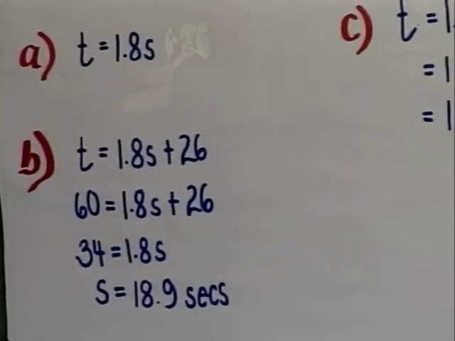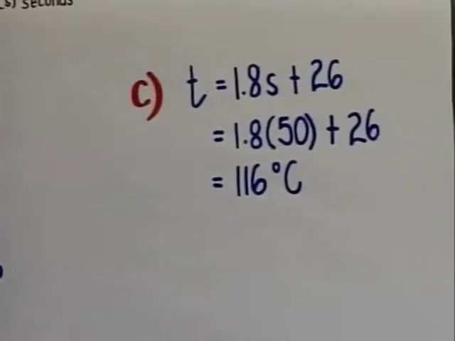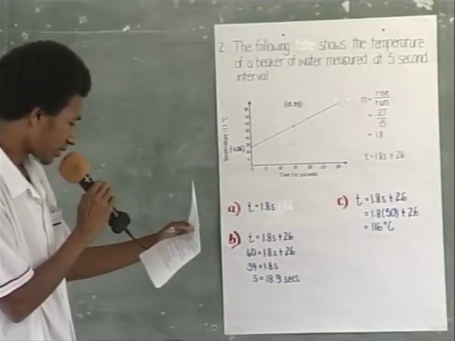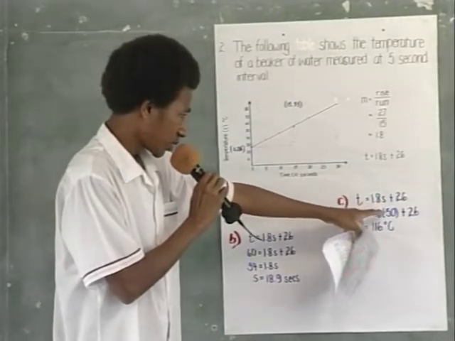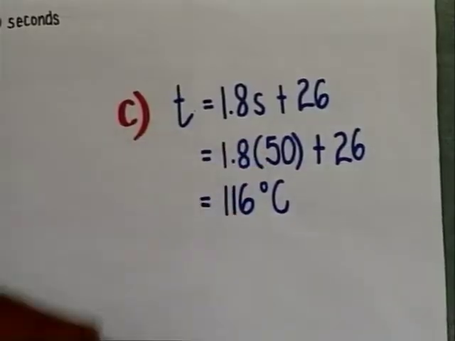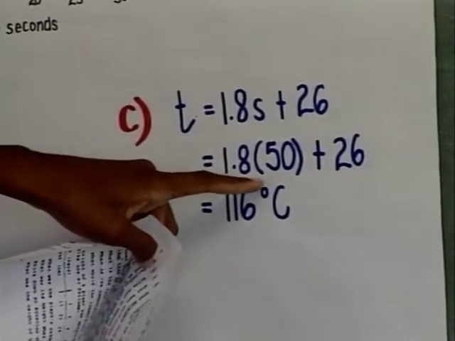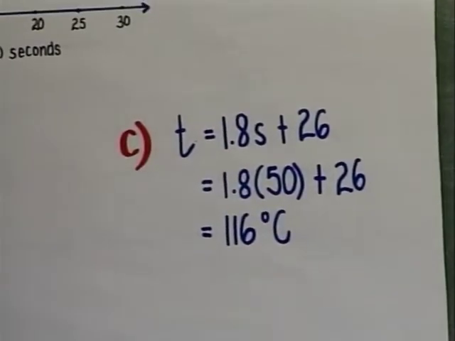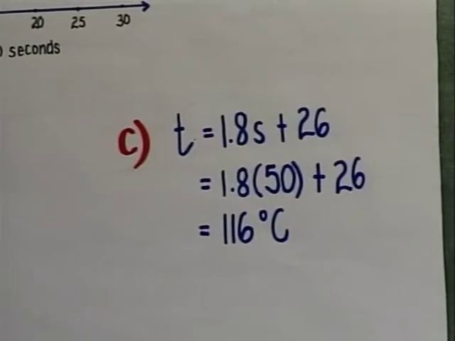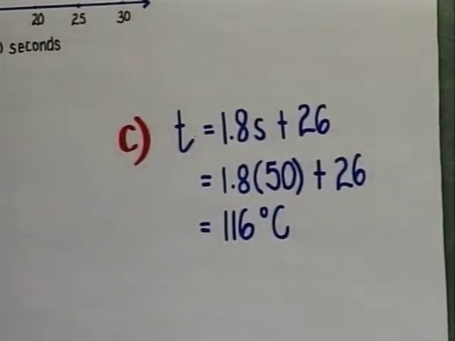Question C reads, what would the temperature be after 50 seconds? So we used S is equal to 50, 1.8 times 50 plus 26. So after 50 seconds, the temperature would be 116 degrees Celsius.